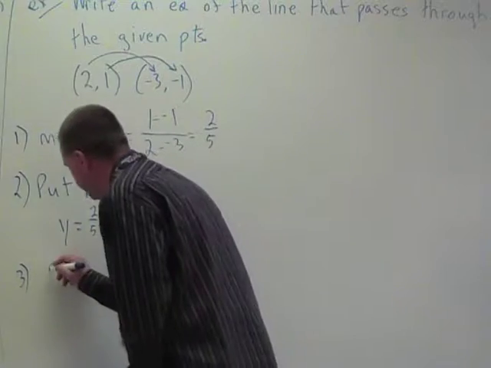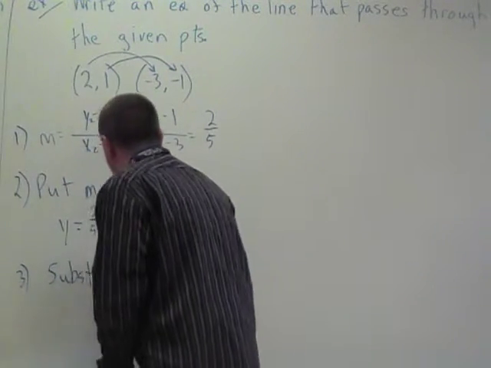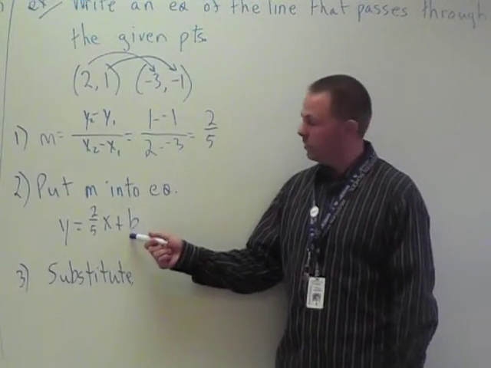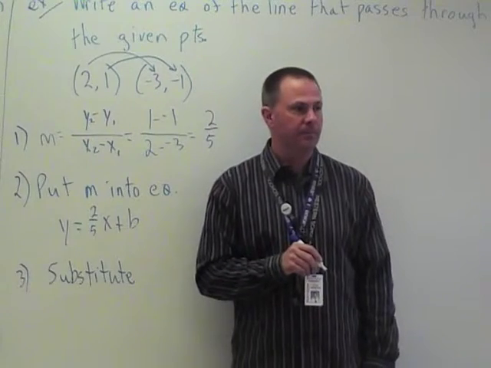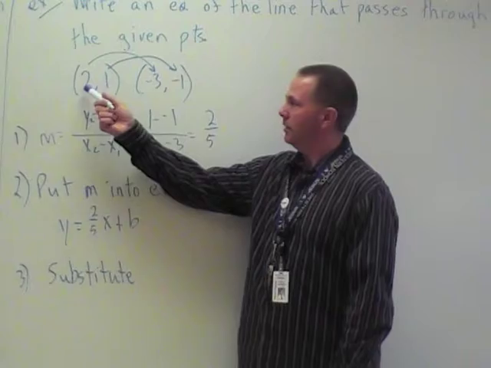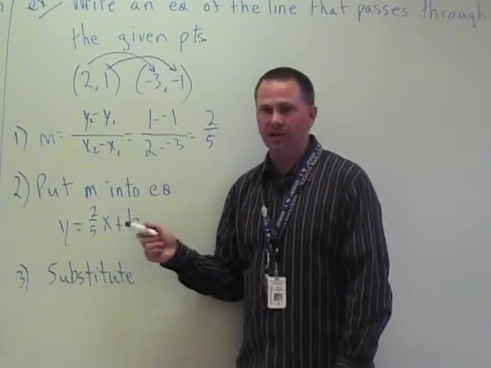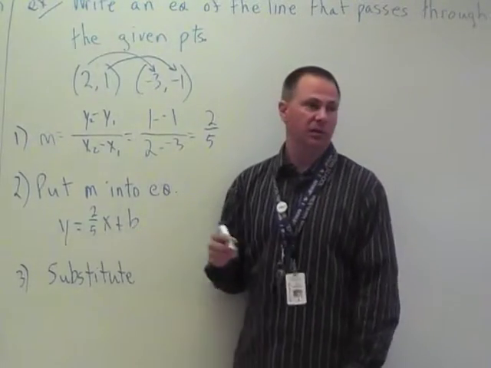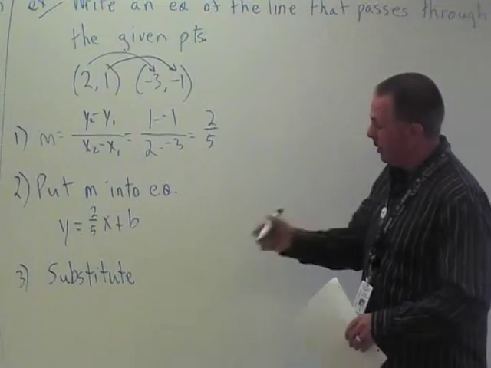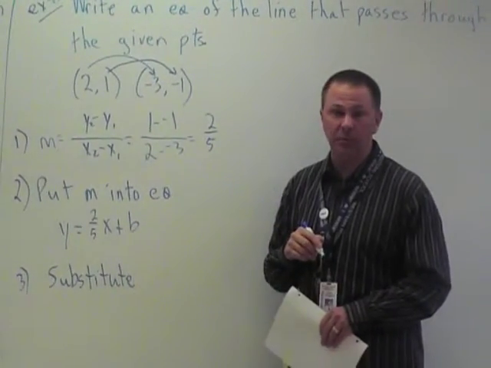All right, step 3. Substitute. In order to solve for my y-intercept or figure out what b is, don't I need x and y? I have 2 x's and I have 2 y's. There's an xy and there's an xy. These points are on this line, so they are also solutions to the equation. So what I'm going to do is substitute both points into this to show you that you get the same answer for b.